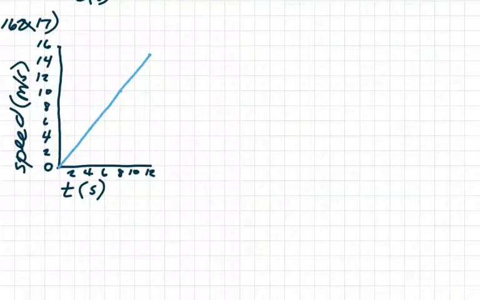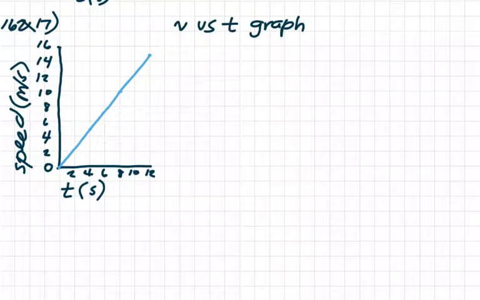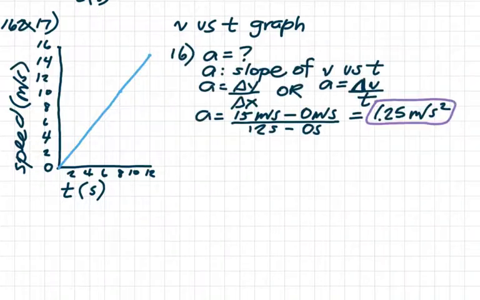Next, 16 and 17 are based off of this graph. For both of the questions, 16 and 17, we're dealing with a v versus t graph. 16 wants the acceleration, which we know is the slope of the graph. So there's acceleration, 1.25 meters per second squared. If you did delta v over t, you would get the same answer.